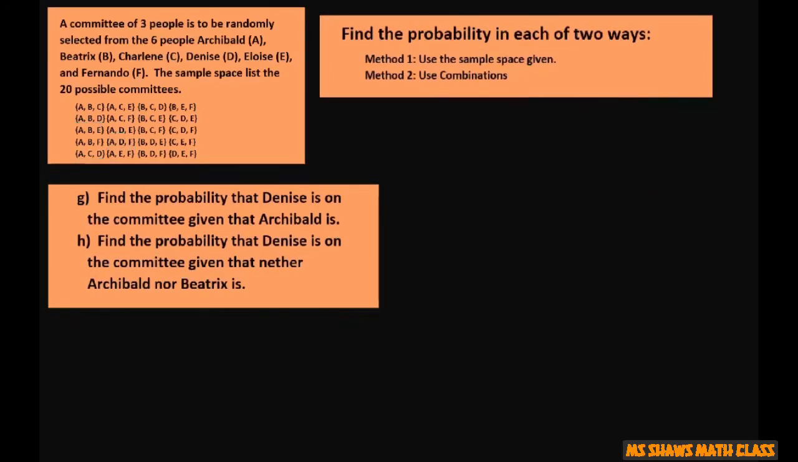And the last one, find the probability that Denise, or D, is on the committee given that neither A nor B is. So basically, probability of D given not A and not B.